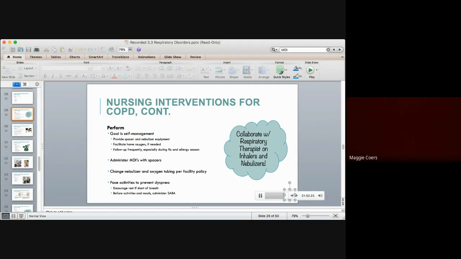Pacing nursing activities to prevent dyspnea and shortness of breath is important also. We shouldn't go in to provide all of our care all at the same time. If the patient's short of breath, then we should let them rest. Or we can give a dose of albuterol first if we're going to do something that requires a lot of effort that may cause the older adult to have shortness of breath.